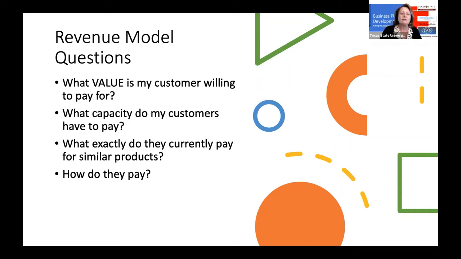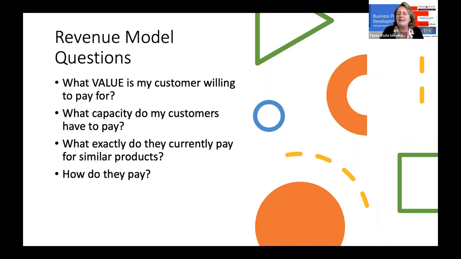What exactly do they currently pay for similar products? So we're looking at our competitor analysis. Remember, we did that before. We just got through with the competitor analysis, right? It was our last module. So looking at that, what pricing structures, what revenue streams do our competitors have? What is the target market used to paying? What revenue streams are they used to looking at? And just because they've been used to doing something a particular way does not mean we can't think outside the box and come up with a different revenue model, because that might be the issue that we have discovered when we're doing our competitor analysis.